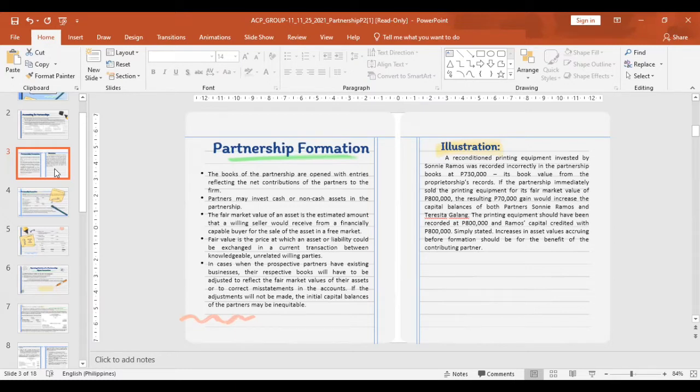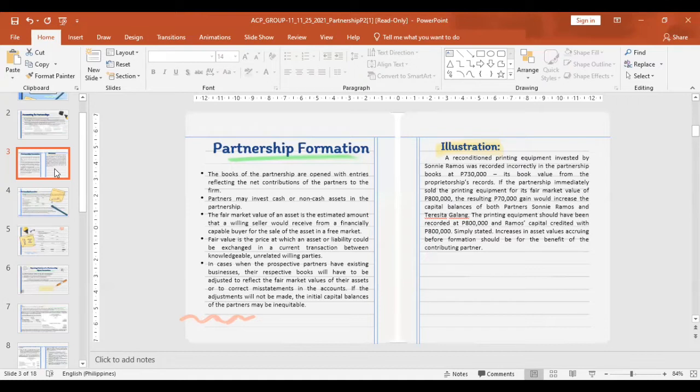So fair value is the price at which an asset or liability could be exchanged in the current transaction between knowledgeable and willing parties. So yung fair value, alam niyo naman na, yung magkano yung value ng machine mo dun sa market. So in cases when the prospective partners have existing businesses, their respective books have to be adjusted to reflect the fair market values of their assets or to correct the misstatements in the accounts. So if the adjustments will not be made, the initial capital balances of the partners may be inadequate.